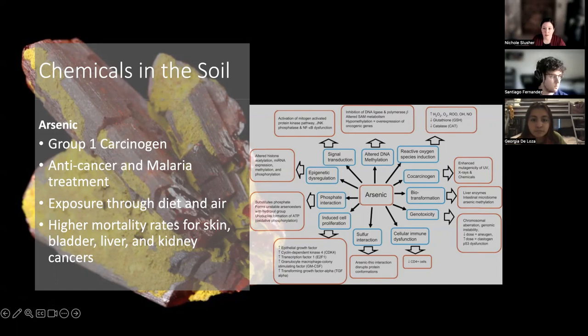This chart outlines different mechanisms of action for arsenic, which lead to many types of cellular disruptions, from decreased CD4 cell activity to chromosomal abnormalities and epigenetic changes that can lead to cancer development.